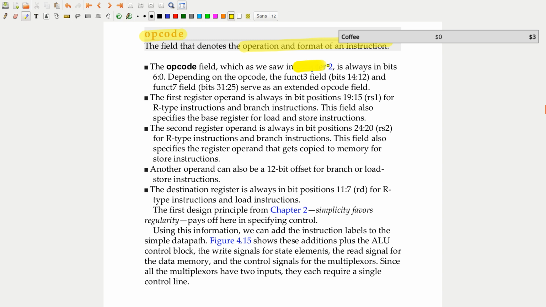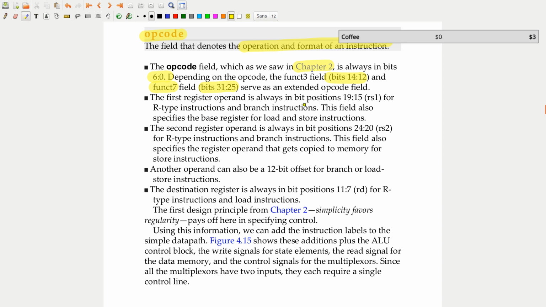So we already saw this in chapter 2. It's always bits 6 to 0, depending on the opcode. The funct3 field, bits 14 to 12, can make up part of the opcode, as well as the funct7 field, bits 31 to 25. So you see that we don't always have all the opcode bits in a row. Sometimes they're disaggregated, spread out. So here we have 7 bits at the very bottom. In the middle someplace we have another 3 bits here. And then another 7 bits here.